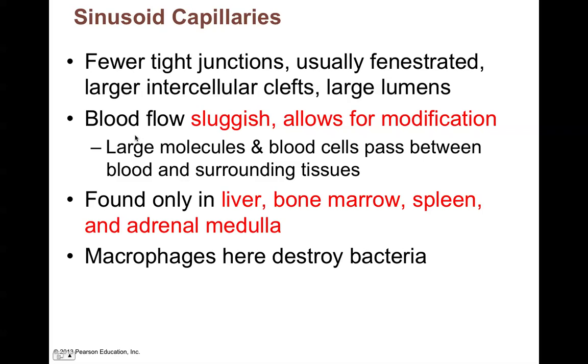Sinusoid capillaries have fewer tight junctions. They're usually fenestrated. They have larger intercellular clefts and large lumens. The blood flow here is sluggish, because it's supposed to be modified in some way at this point, and this sluggish blood flow allows for modification. Large molecules and blood cells will pass between the blood and the surrounding tissues. We find these only in the liver, the bone marrow, the spleen, and the adrenal medulla. There are also macrophages here that can destroy any bacteria.